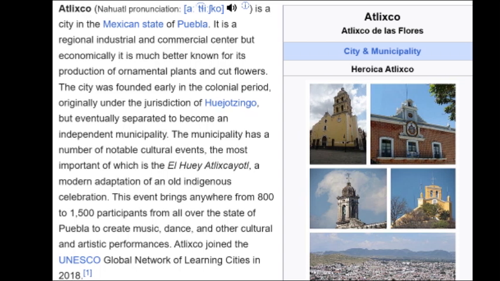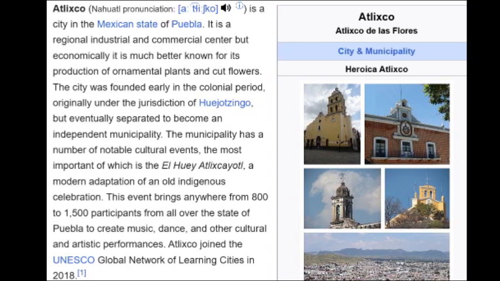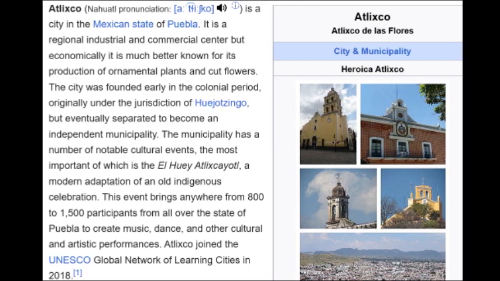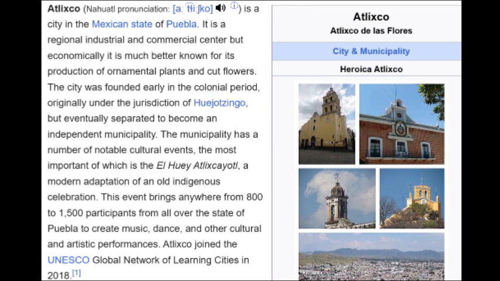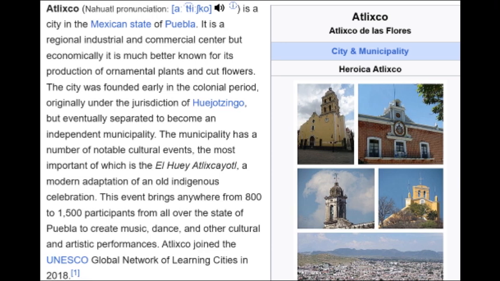The municipality has a number of notable cultural events, the most important of which is the El Wey Atlixcoyotl, a modern adaptation of an old indigenous celebration. And there you have a bunch of overlays at work. First you have a modern adaptation overlay, you have the terms old and indigenous overlays, and then of course you have celebration as an overlay. When it could be none of those things.